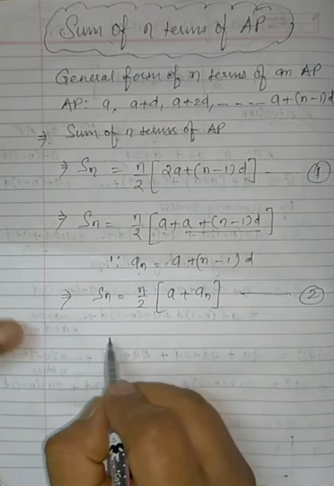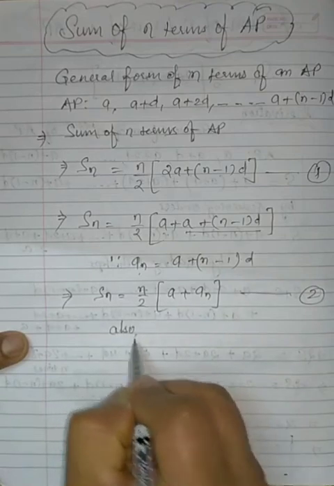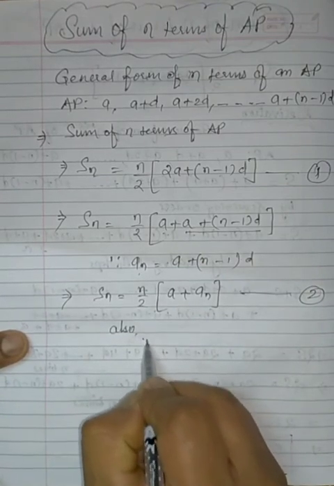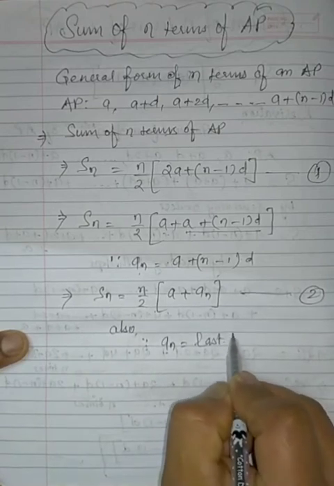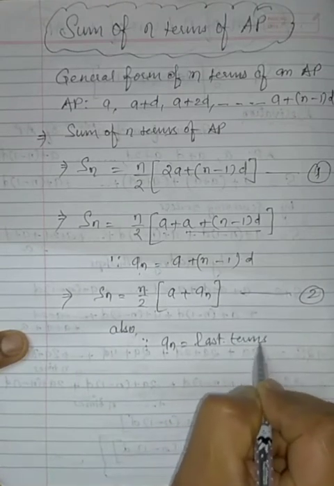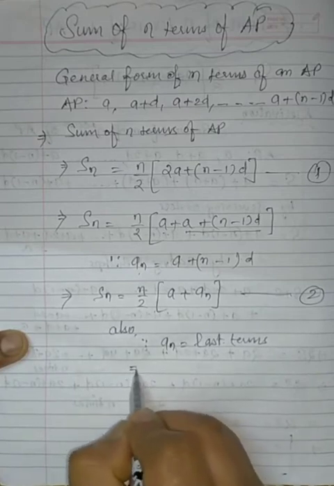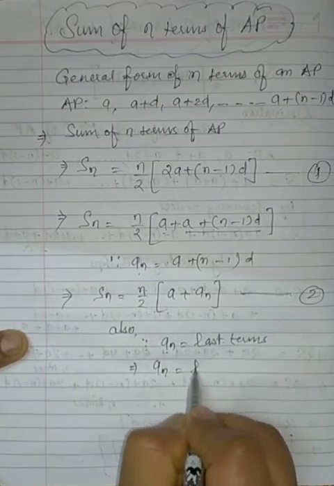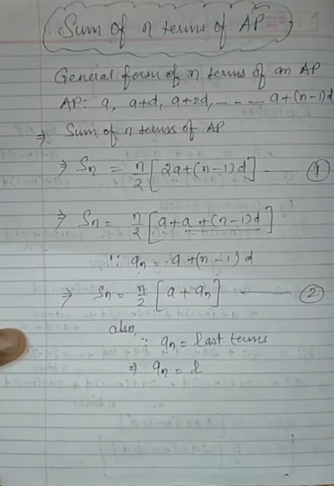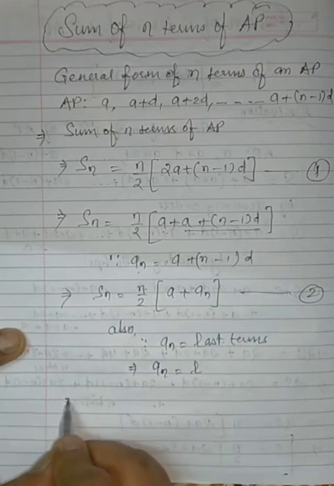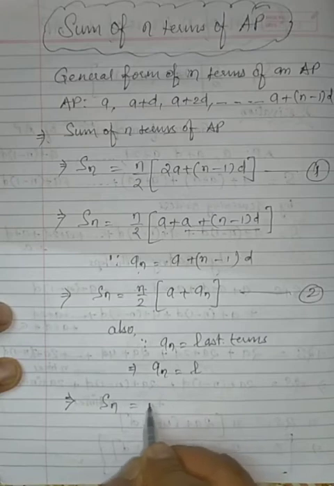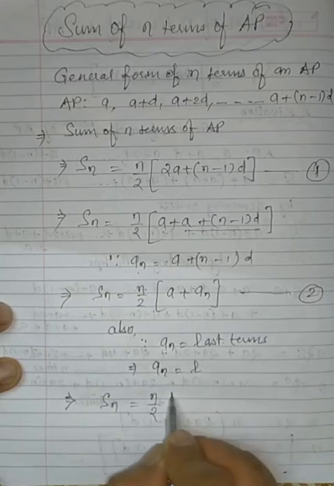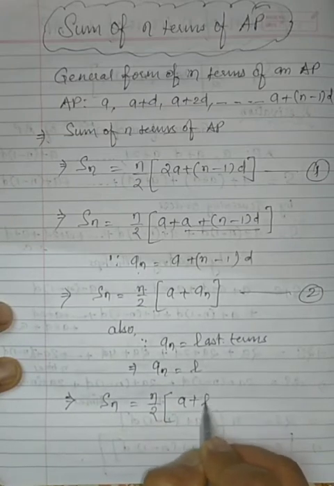Also, since an is equal to the last term, that means an can be written as L. So in some questions when we are given the last term, we can write the formula as Sn equal to n by 2 into (a plus L).